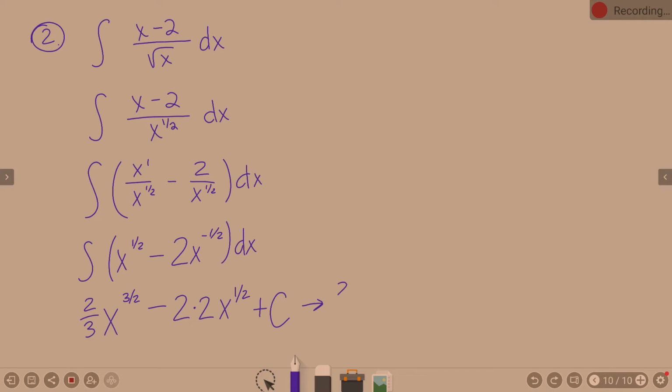If I clean this up, 2/3 x to the 3/2 minus 4 x to the 1/2 plus c. I assume I didn't go back to radicals there. No. Some of those extra steps help along the way there.